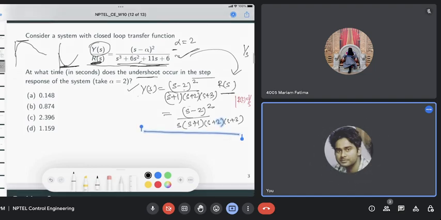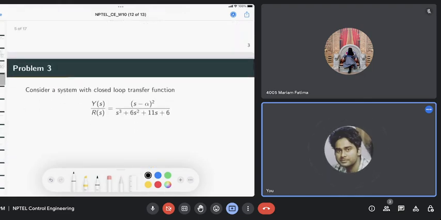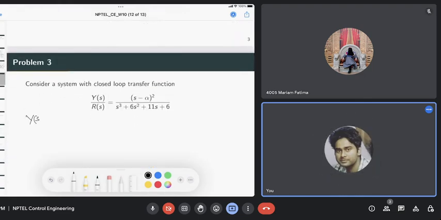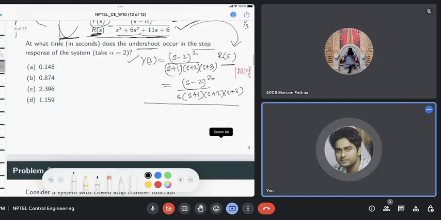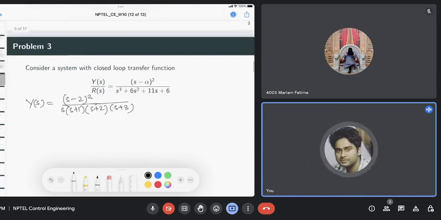So let's do here. What we have obtained is that Y(s) equals (s minus 2) whole square by s times (s plus 1)(s plus 2)(s plus 3). This is what we have obtained earlier for the step response. This is the response of the system for a step input. So to find the Laplace inverse transform, we have to find it in standard form, so that for each standard term we know the Laplace transform, and we can just find the inverse Laplace transform.